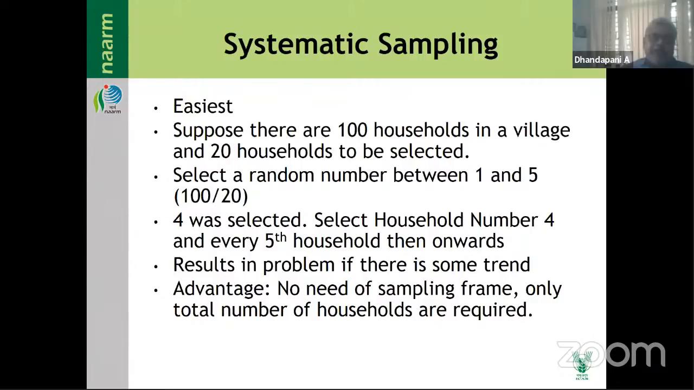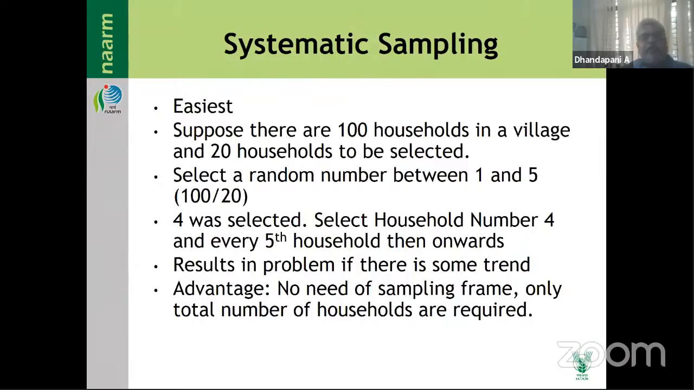Whatever the number selected, say 4 was selected. The first number you have selected randomly, and the subsequent households are selected by adding 5 to the initial number. So you select the 4th household, then you go to every fifth household: 4 plus 5 is 9, 9 plus 5, and so on. And then you will get 20 households.